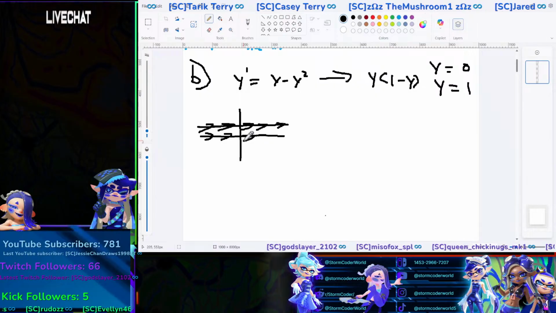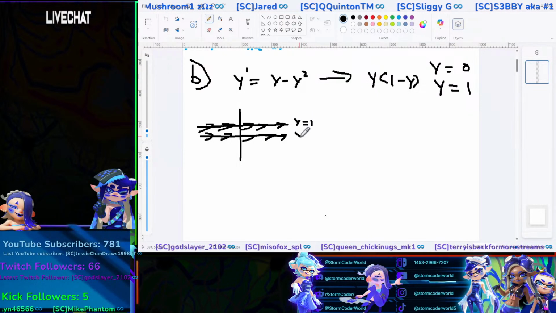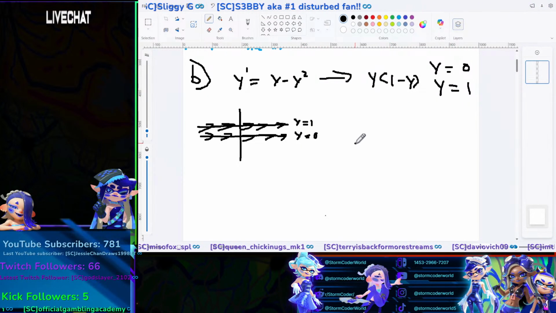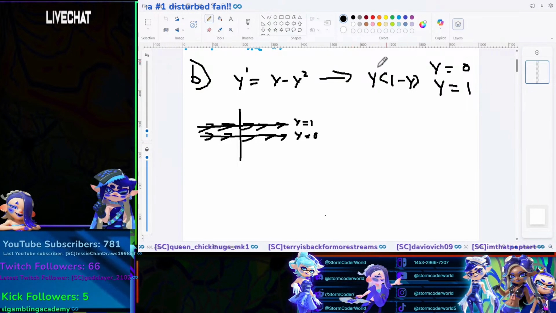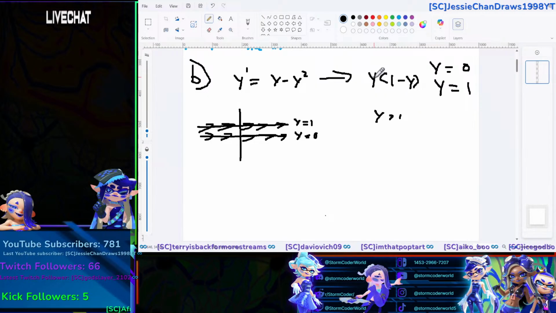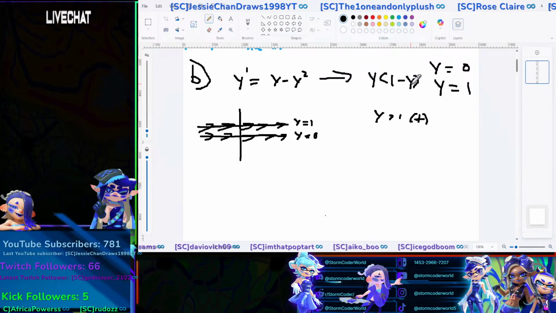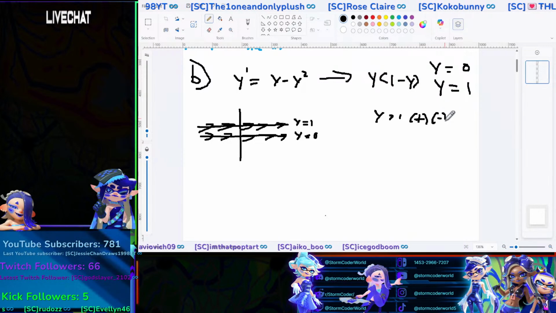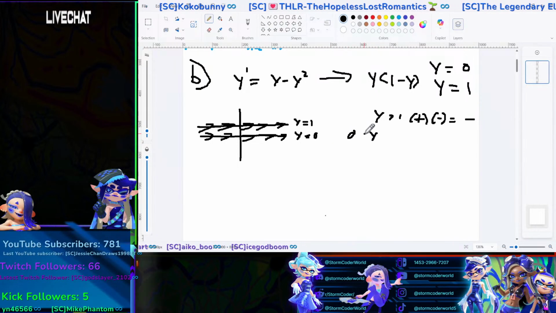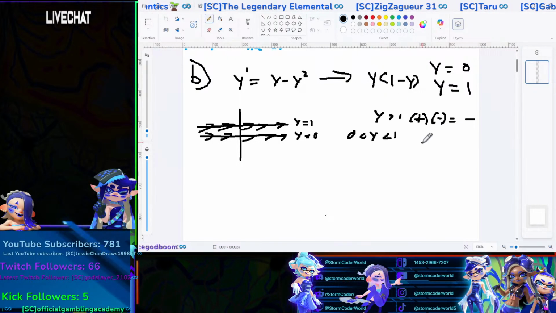Same thing here. It's going to be quite difficult to draw, but this is y equal to 1, and this is y equal to 0. Looking at this, actually, I can't tell by looking. I need to start plugging numbers in here. When y is greater than 1, I get a positive number here and a positive here. But if anything's greater than 1 here, I get a negative number. So this becomes negative. If y is between 0 and 1, I get positive here, positive here.